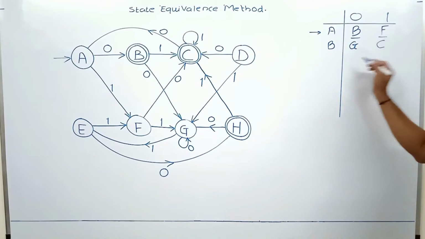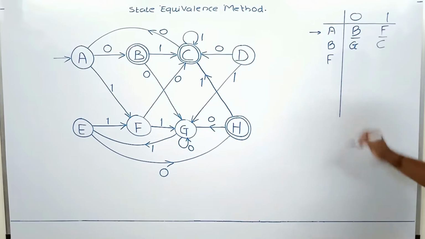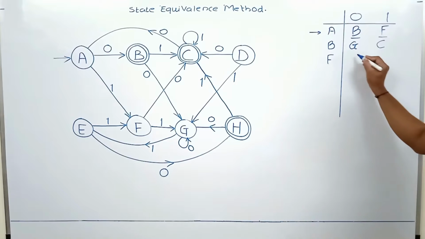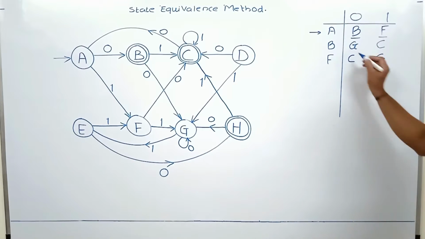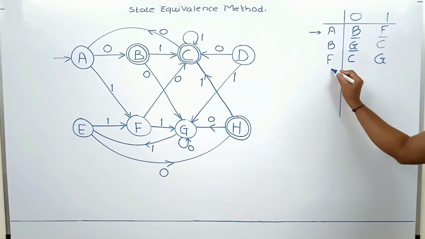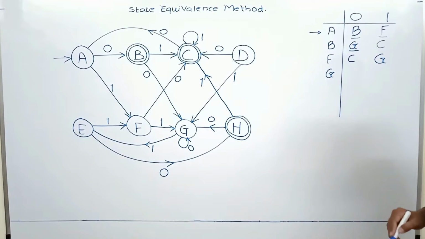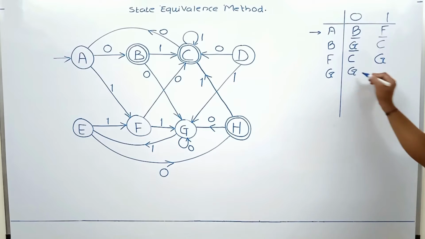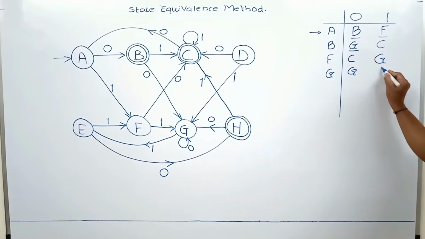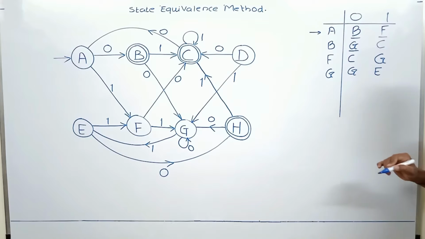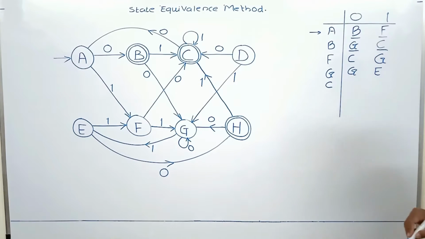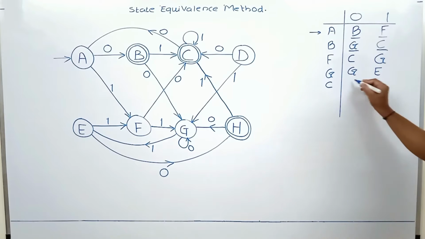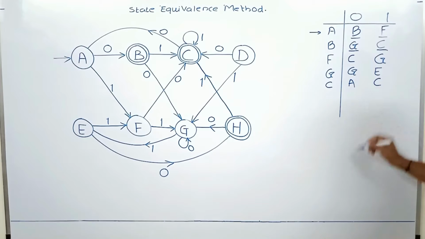Next state to consider is F. F on 0 goes to C, F on 1 goes to G. Next state to consider is G. G on 0 goes to G, G on 1 goes to E. Next state to consider is C. C on 0 goes to A, C on 1 goes to C itself.